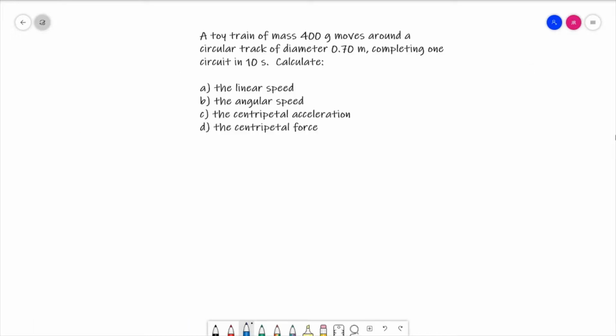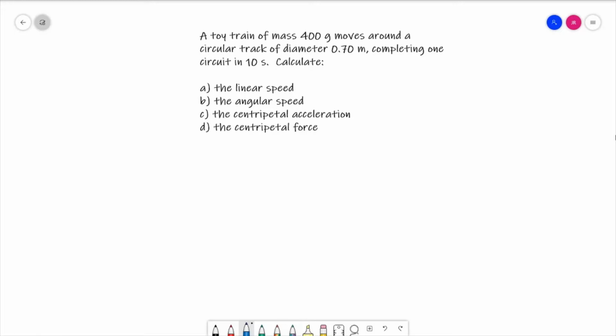Now let's put this theory into practice. On the screen you can see a question. A toy train of mass 400 grams moves around a circular track of diameter 0.70 metres, completing one circuit in 10 seconds. Calculate the linear speed, the angular speed, centripetal acceleration and centripetal force.